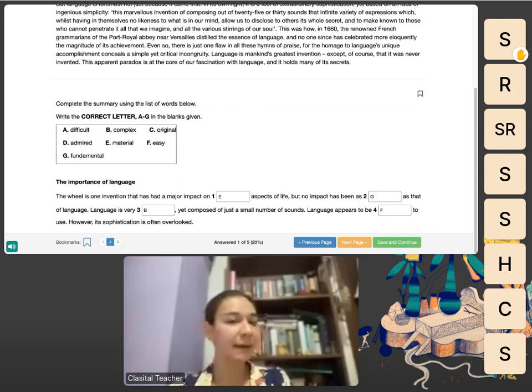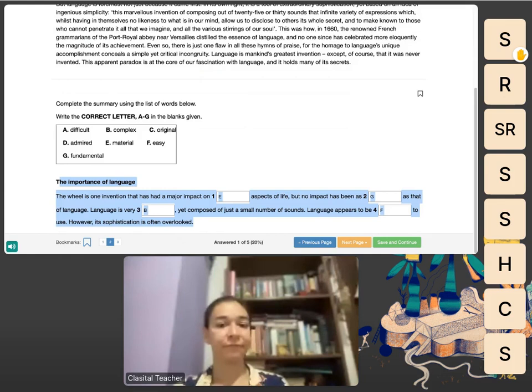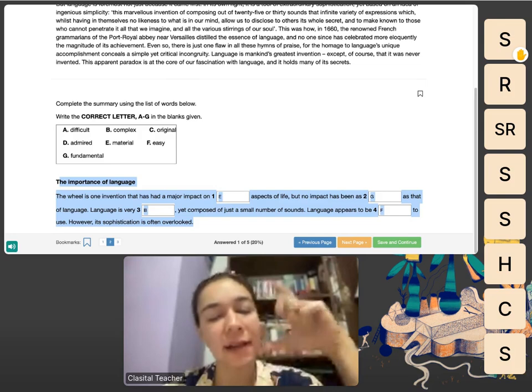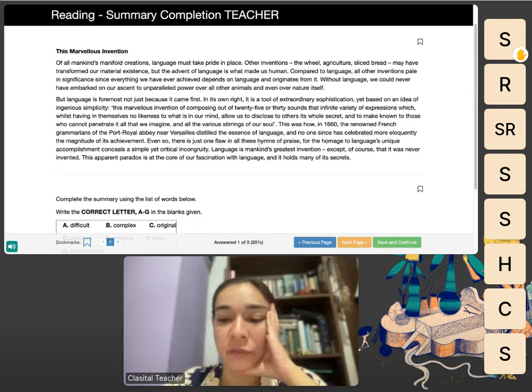Is it clear? I have taken it from a Cambridge exam, and it is just 2 paragraphs, and we are making the summary of these 2 paragraphs. Okay, so you will see it like this: most probably you will see it taking 2 or 3 paragraphs from a text, and you will see questions about it.